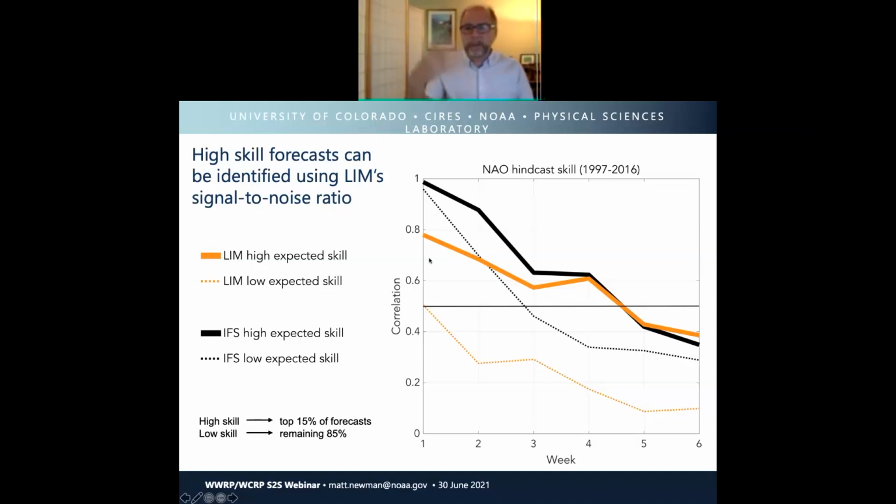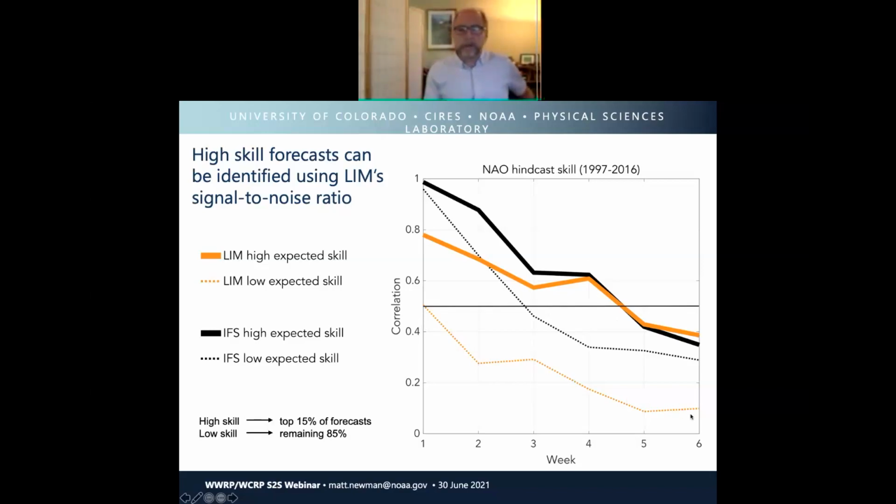And then we look and see, well, how good was that prediction? Did we actually get a good difference? And the answer is yes, both for the IFS in black and the LIM in this golden color. The skill of the NAO is considerably higher in the 15% of the times that we have pre-identified using the LIM signal-to-noise ratio that we would expect to have higher skill, and in the remaining 85%, it is indeed lower.